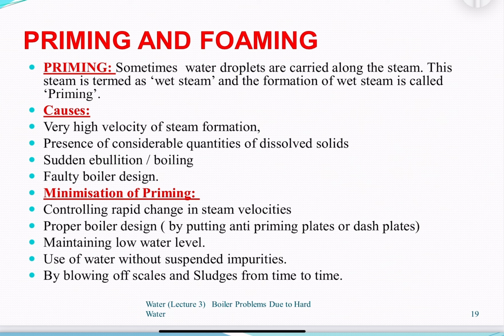Now how can you minimize priming? First is by taking out steam at a constant rate. When you take out steam at a constant rate, we can minimize priming. Boiler design should be proper. You can add anti-priming plates or dash plates, so when steam comes in contact with these plates, it condenses and falls back inside the boiler. We maintain a low water level, so priming can be avoided. Then use water without suspended impurities, and you have to remove scales from time to time.